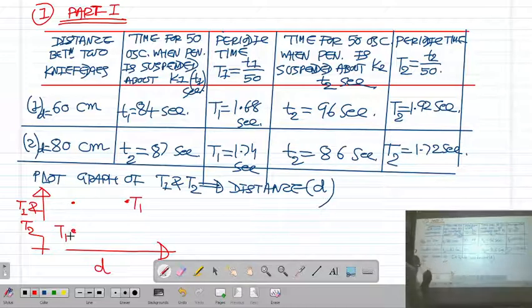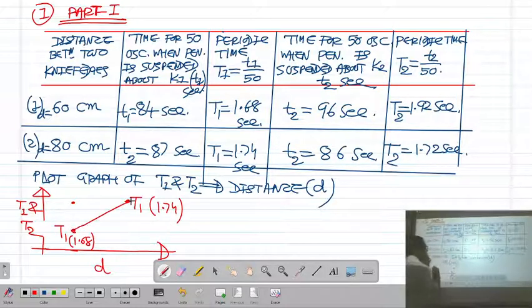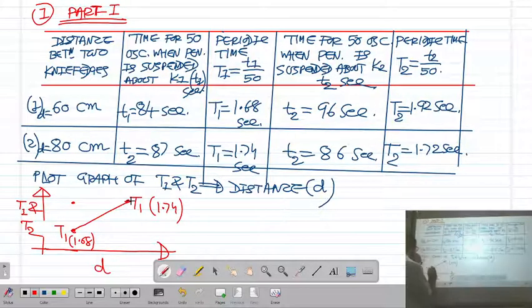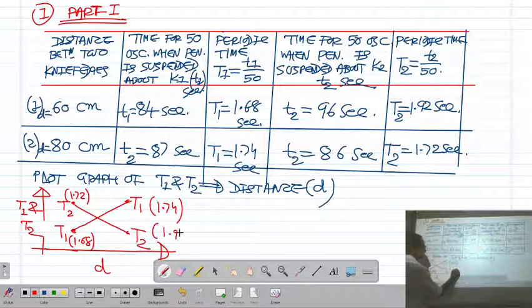Suppose this T1 is 1.68, and this T1 is 1.74. Okay? So then connect T1 to T1. Now here T2 is 1.92 and 1.78. Right? So this T2, suppose this T2 is 1.72 and this T2 is 1.90.